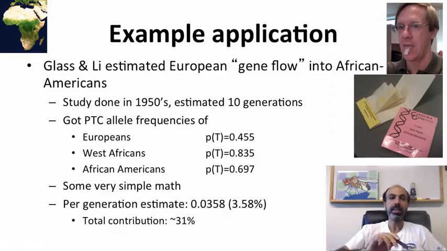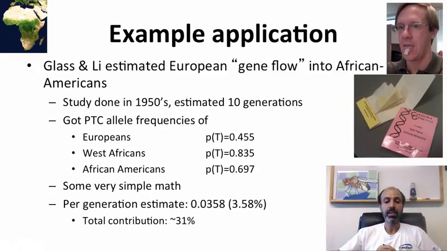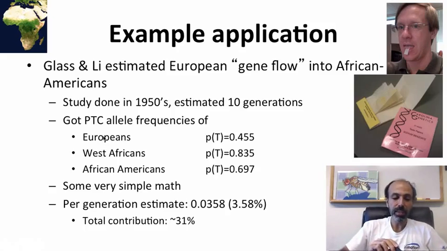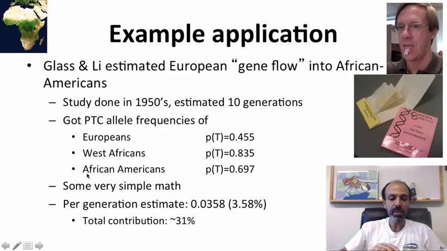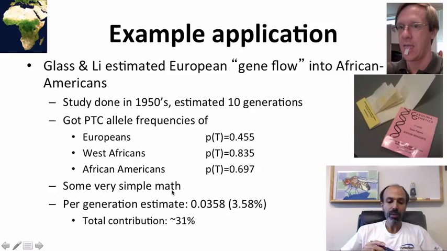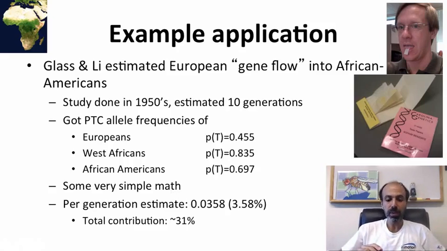Now, Glass and Li, in a classic study back in the 1950s, measured European gene flow into African Americans. What they did is they got these PTC allele frequencies from Europeans, West Africans, and African Americans. And from that, they did some very simple math, which we won't go over in this case. But they were able to estimate from this a per generation contribution of about 3.58%.